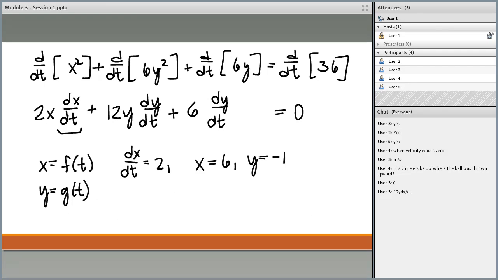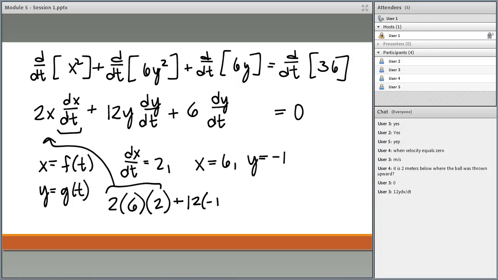What we're trying to solve for is dy dt, so we can plug all the other values in. So we have 2x, or 2 times 6, the value for x, and then dx dt we were told is also 2. So all of this, I just plugged in the values that we were given there. And then plus 12 times y, so 12 times -1, and dy dt we don't know. We're actually solving for that, so it's unknown.